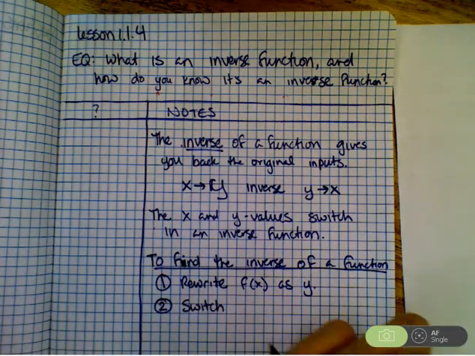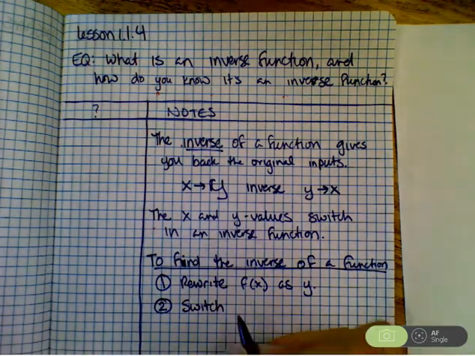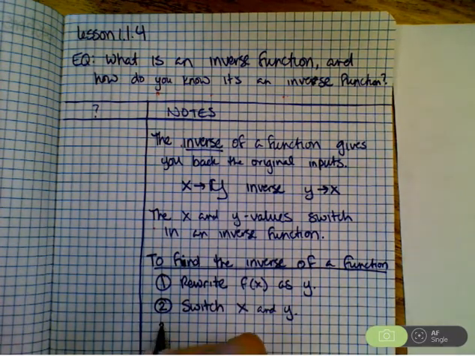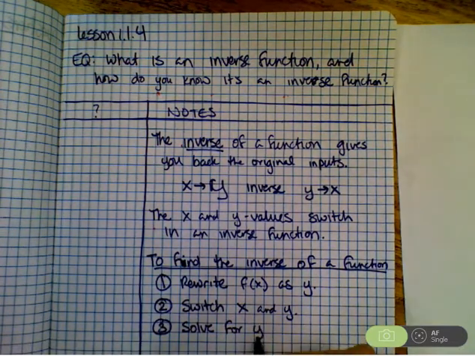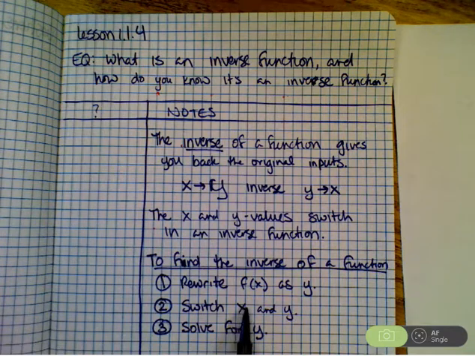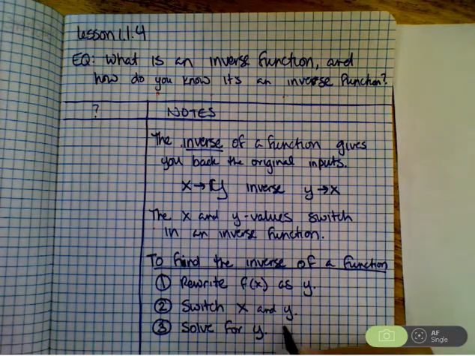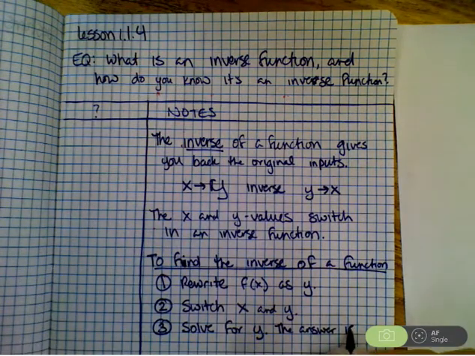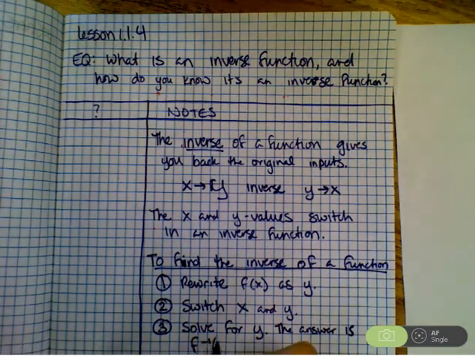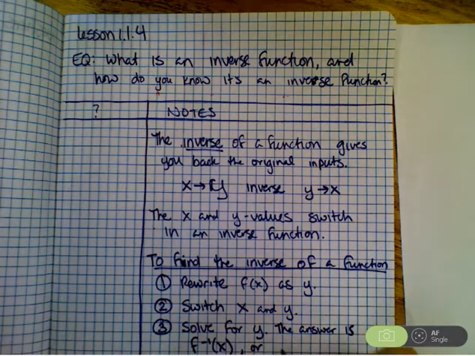Remember the big idea behind inverses is we switch x and y. So that's exactly what we do, switch x and y. Step 3, now you want to solve for y again, because when you switch x and y, you'll get x equals something. Well, to get it back into function form, we need a y. And then the answer is f inverse of x, or that's just another way of saying the inverse function.